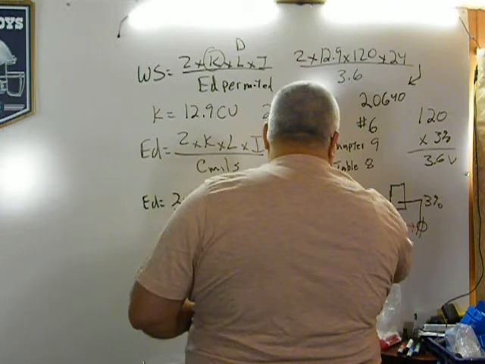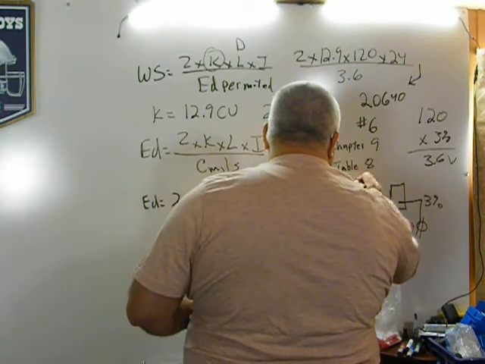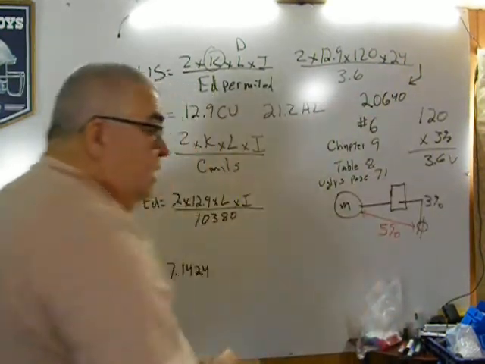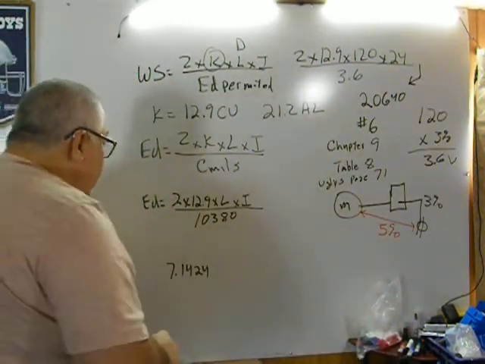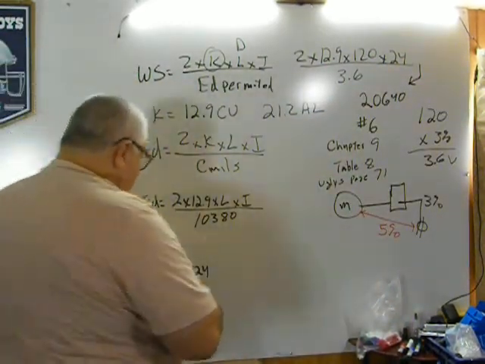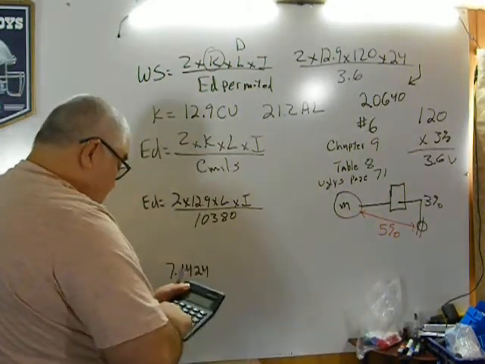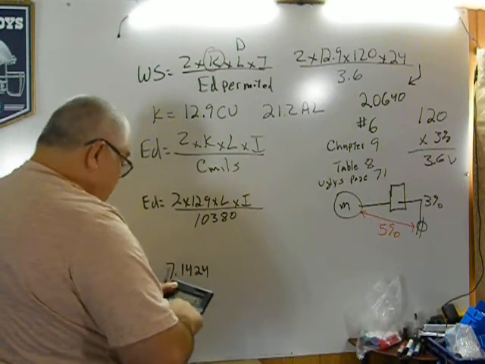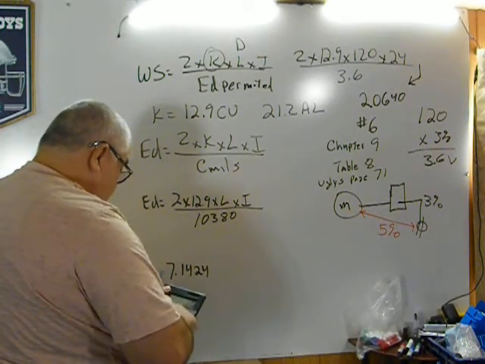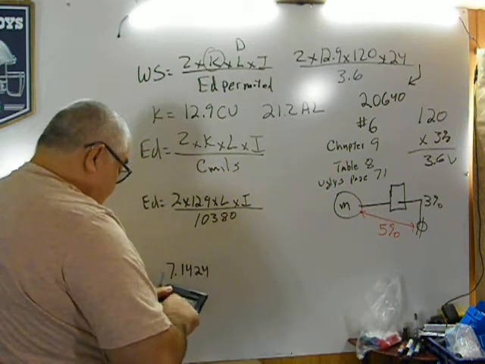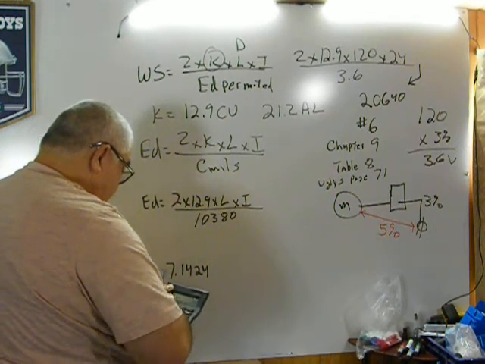Things in the Uglies, page 71. Okay, so you've got the Uglies on page 71. I come here and I do this formula: 2 times 12.9 times 120 times 24, divided by 10.80, equals.